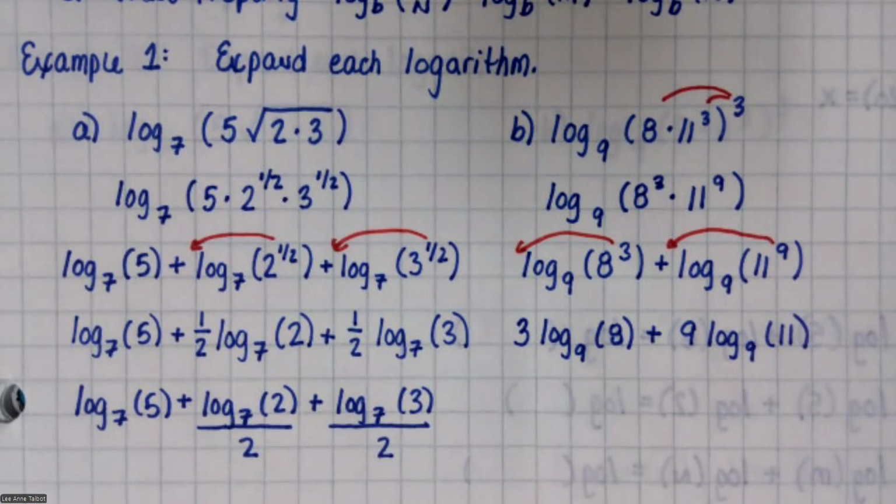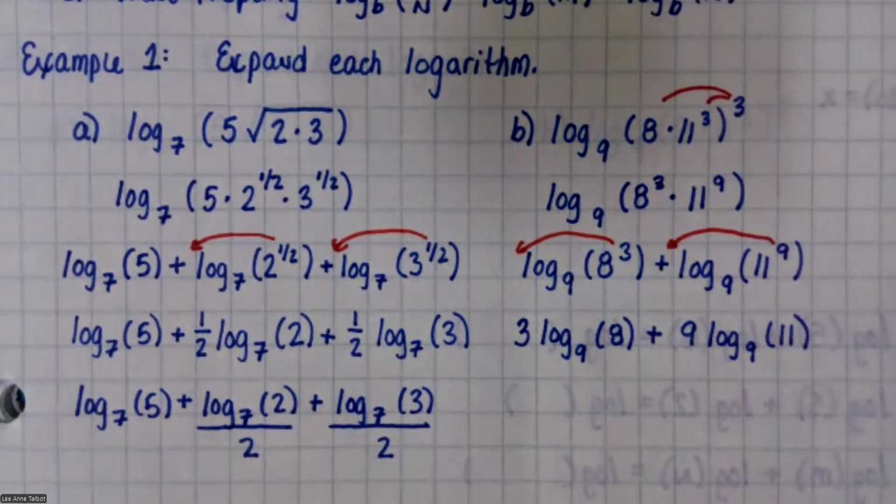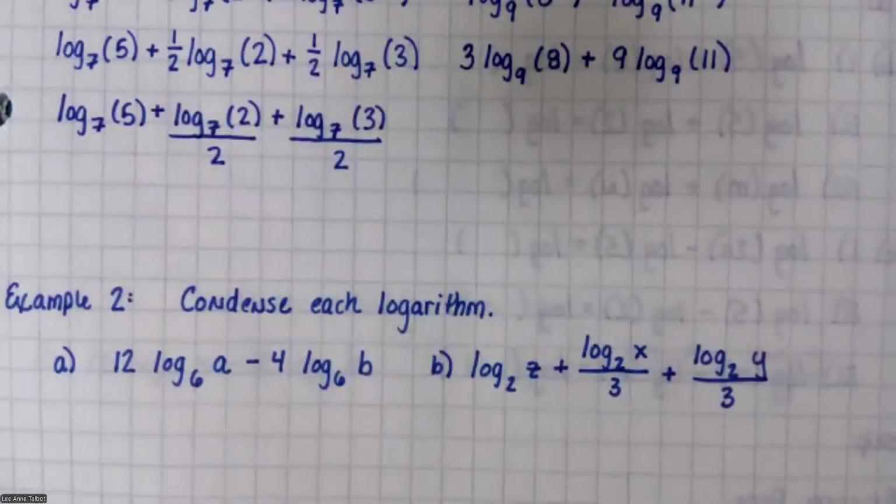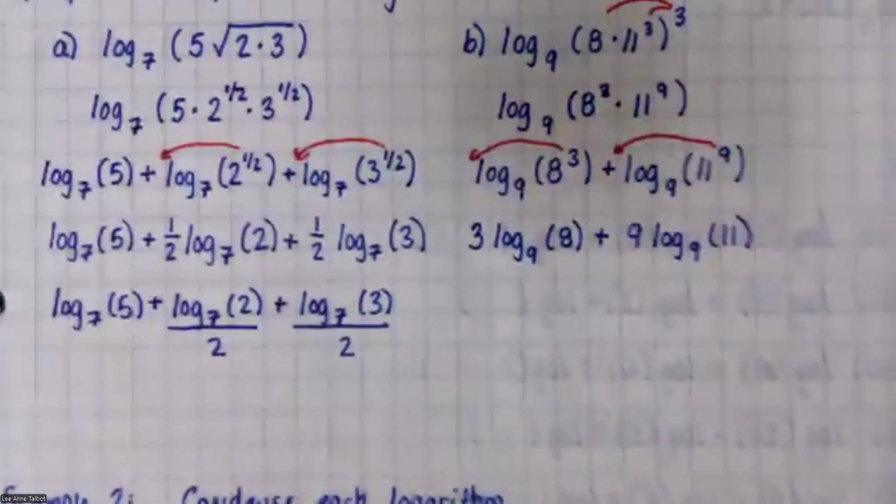Now guess what we're going to do tomorrow to finish the notes? What do you think the next part of this is? It's backwards. Yeah, condense. Don't write this. We're going to do this tomorrow.